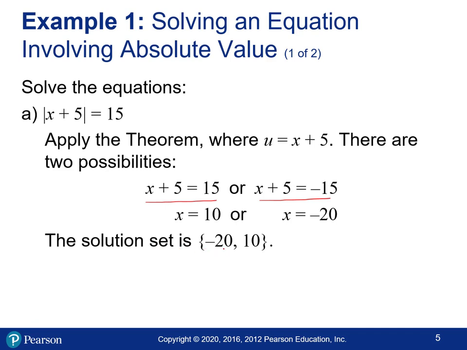Both of those are the answer, and so you list them as a set of answers. So the solution set is the set containing negative 20 and 10. If you want to check, just to show you that this would work, if you plug them back in one at a time, notice what you would get. This says absolute value of negative 15, which turns that into positive 15. That one works. And if you checked 10, that of course would also be 15. Absolute value of a positive number just stays positive.